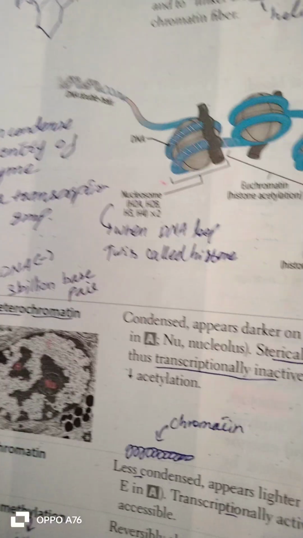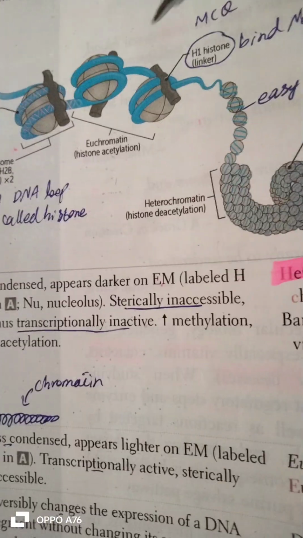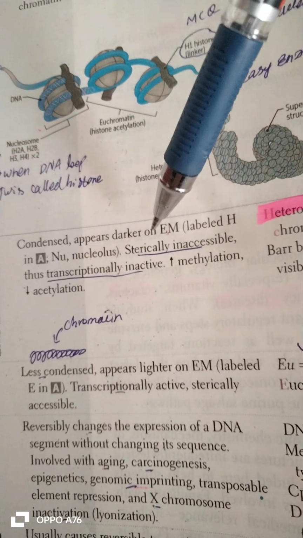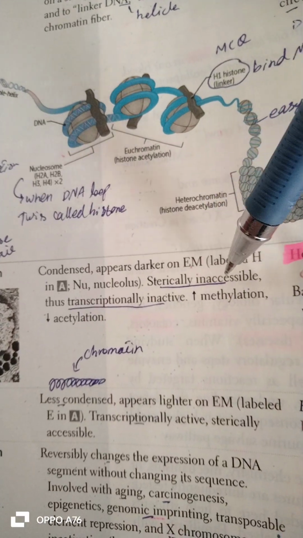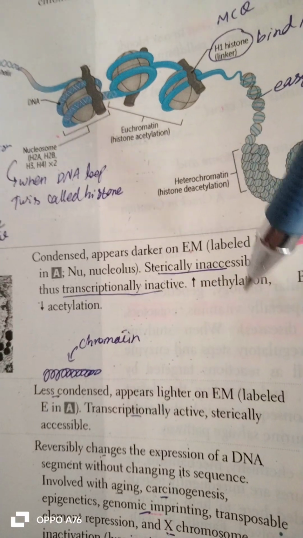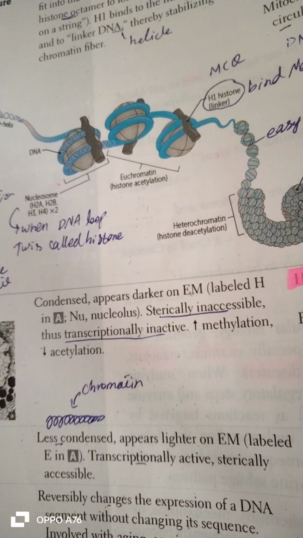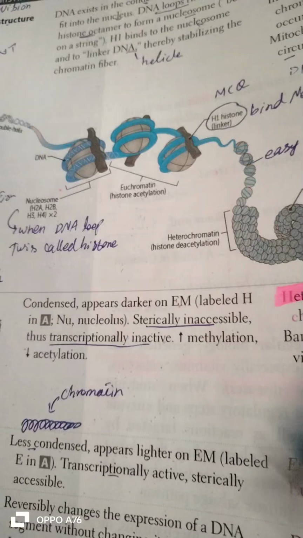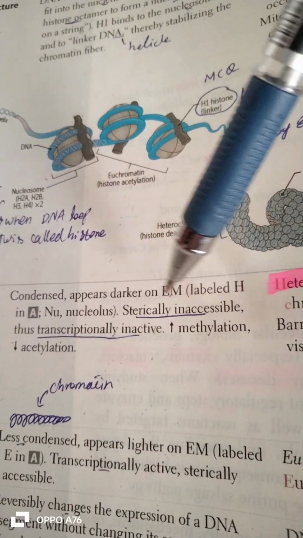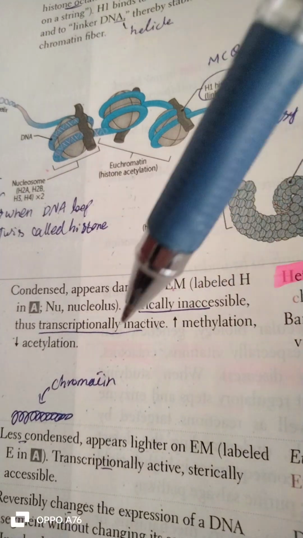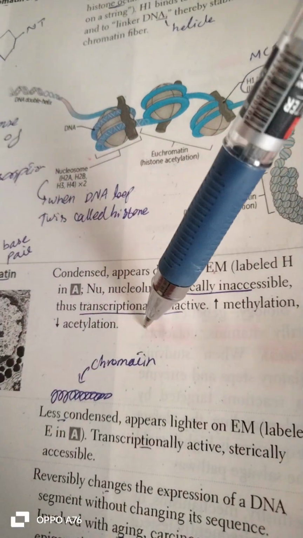First of all, we will study heterochromatin. Condensed, appears darker on EM, labeled H in the nucleus, sterically inaccessible, thus transcriptionally inactive, increased methylation, decreased acetylation. What we understand in this line is: condensed, appears darker on electron microscope, and inaccessible, thus transcriptionally inactive, with increased methylation and decreased acetylation.